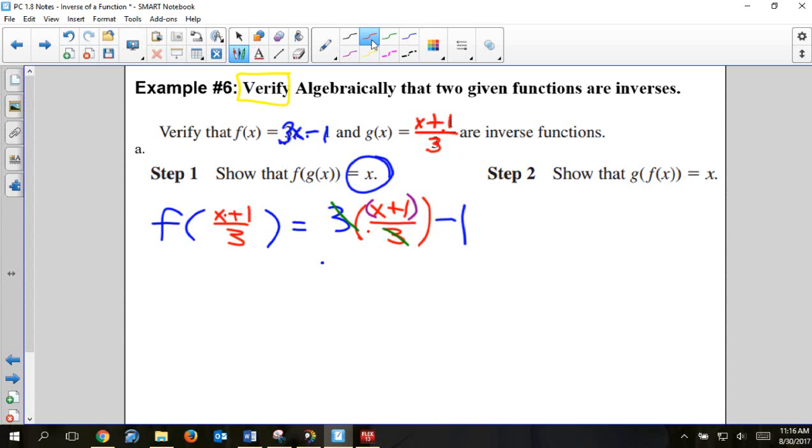So I have x plus 1 and then minus 1. Once I cancel out those 3's and I have x plus 1 minus 1, these parentheses are not needed because nothing's being multiplied anymore. So I can just drop those. And what is x plus 1 minus 1? x. So yay, that one works. Check. Oh, that's supposed to be green.